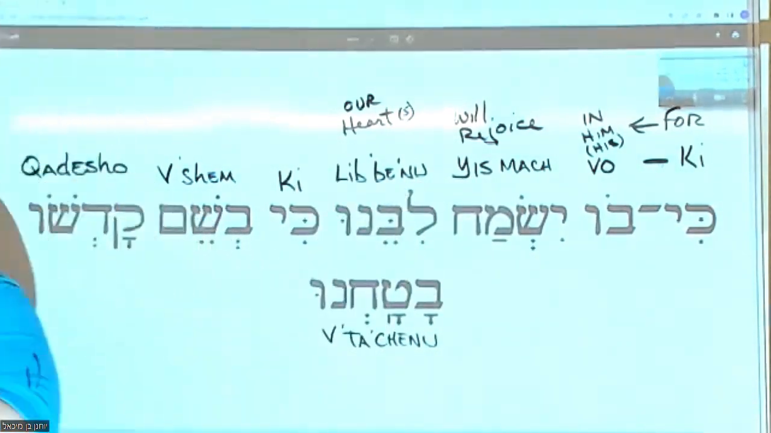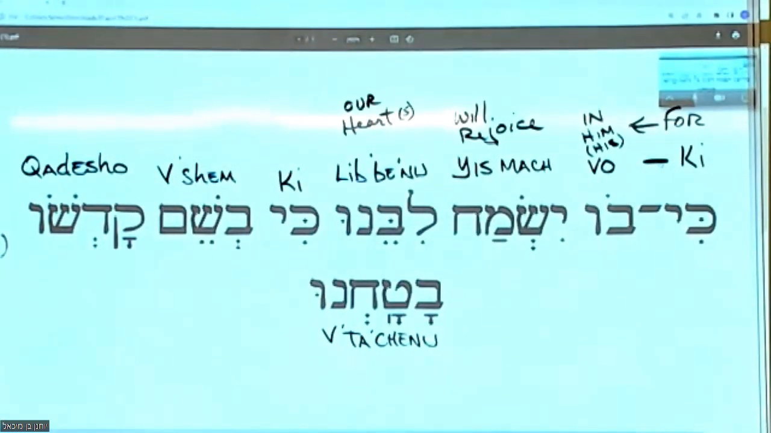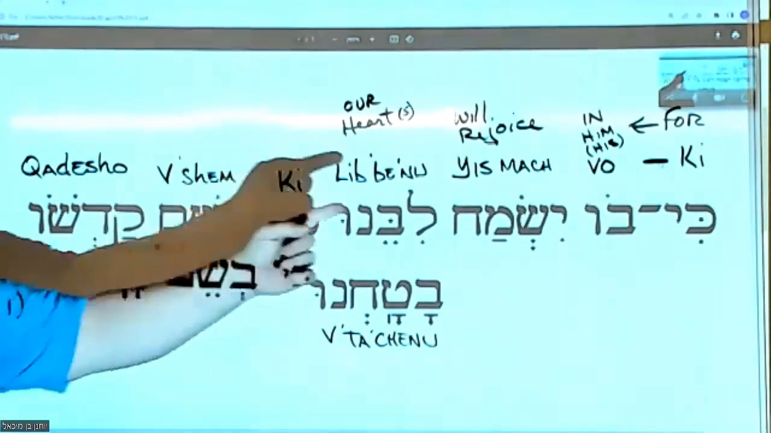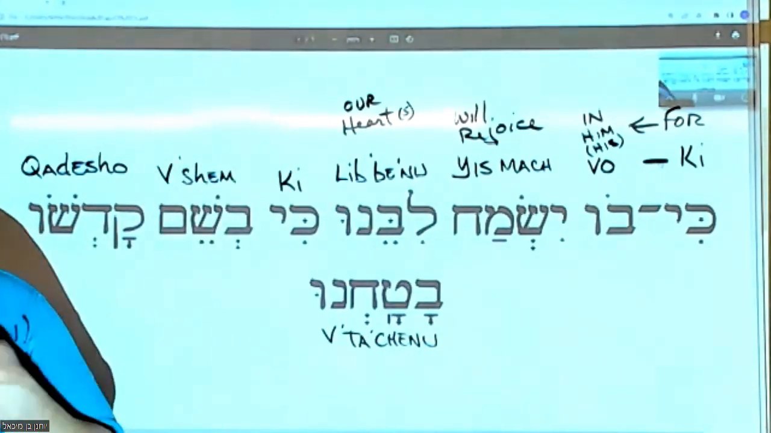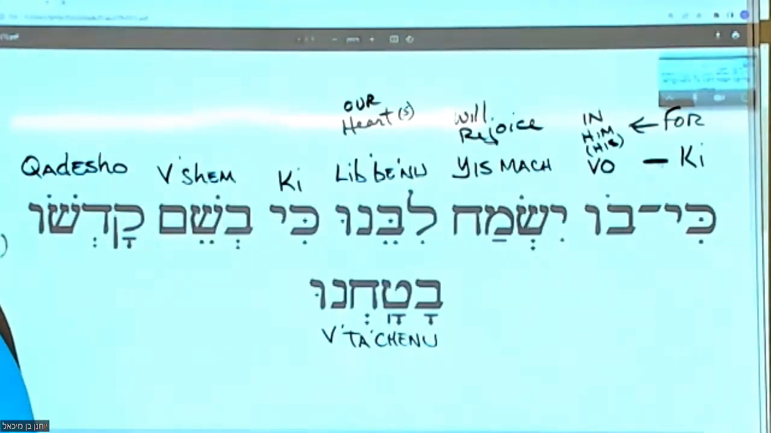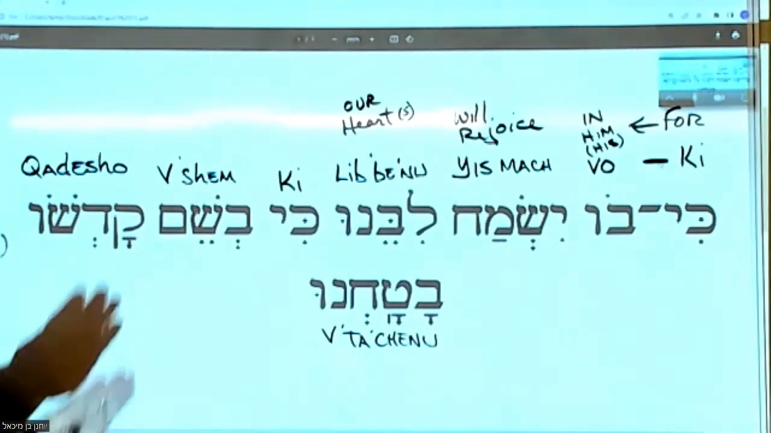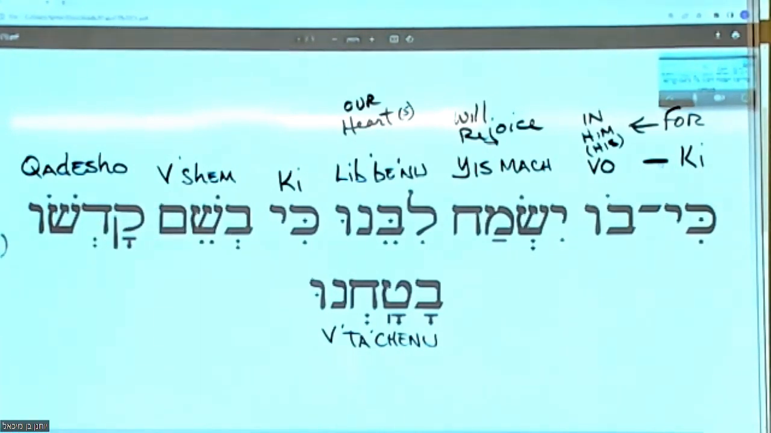So our hearts will rejoice in him, because we have to set up the grammar differently. Okay, because English grammar, the sentence structure is different than it is in other languages. We're the only ones in the world that have this screwed up deal that we got going on with our language. Okay, but it's telling us that in him our hearts will rejoice. Okay, so in him our hearts will rejoice.